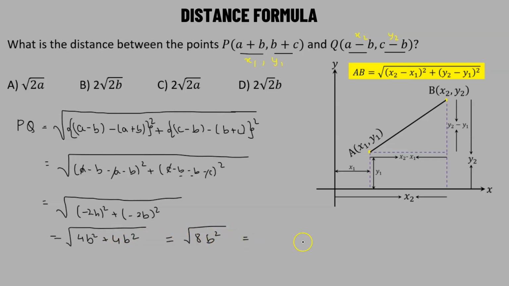Now, b squared is a perfect square, so it's going to come out of the square root, so we'll get b. Now the square root of 8 is 2 times the square root of 2. So this is going to be the distance between points P and Q. And in our options, clearly we see that option D is going to be the correct answer.